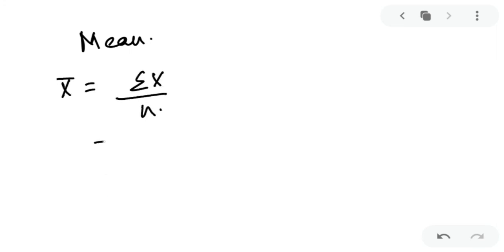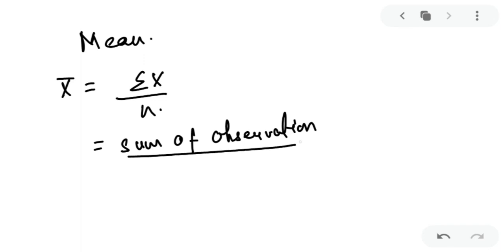My dear kids, your next is mean. How do we find the mean? Mean is summation of observations upon number of observations, that is, sum of observations upon number of observations. Is that clear? So that will be called the mean.